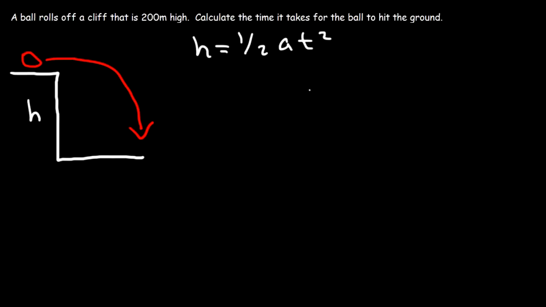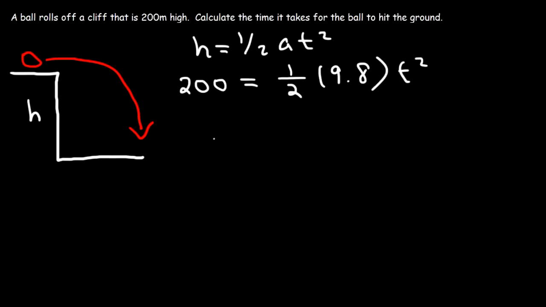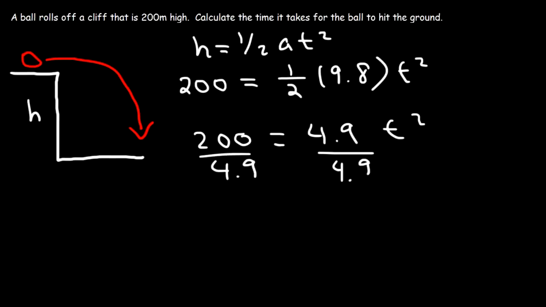Actually, we have the height. Our goal is to find the time it takes to hit the ground. The height is 200. The acceleration is 9.8. And let's solve for t. So half of 9.8 is 4.9. To isolate t squared, we need to divide both sides by 4.9.